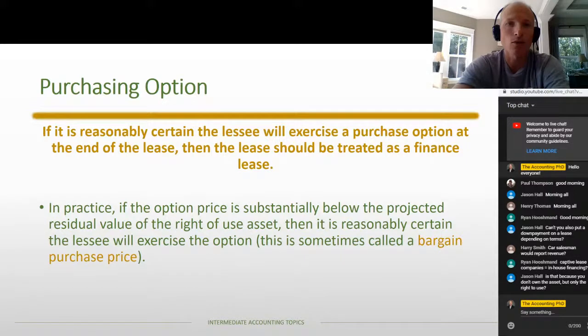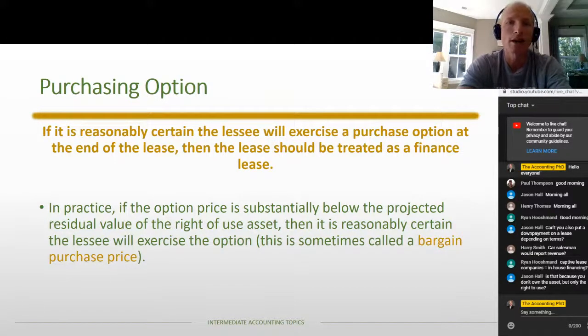The second guideline is the purchasing option. If it is reasonably certain the lessee will exercise a purchase option at the end of the lease, then the lease should be treated as a finance lease. So if the lease has some sort of agreement that the lessee can purchase the asset at the end of the lease, if it's reasonably certain that they will, then it should be treated as a finance lease. Of course, what does it mean to be reasonably certain? In practice, the way we apply that is if the option price is substantially below the projected residual value, then it is reasonably certain. Sometimes this is called a bargain purchase price.